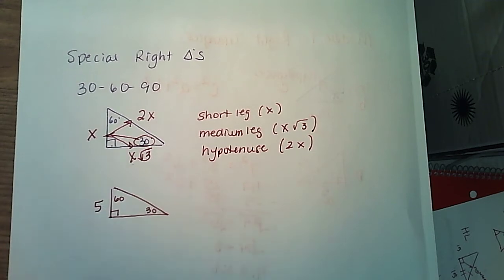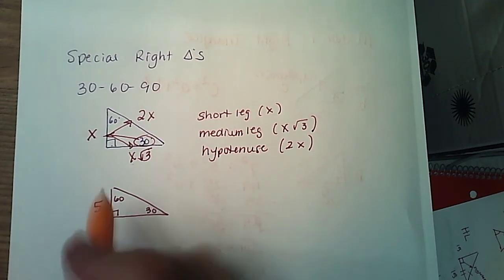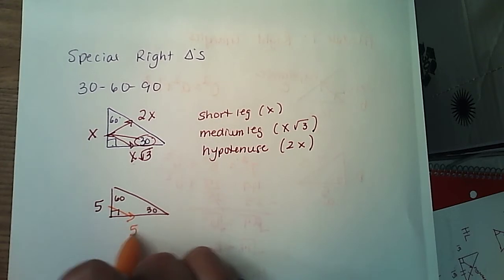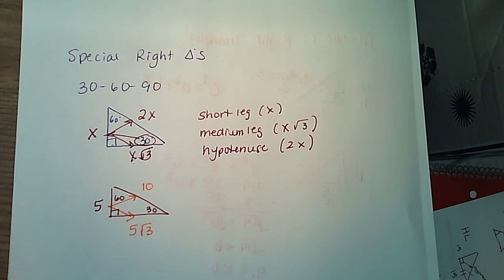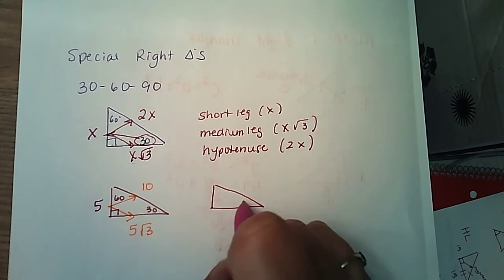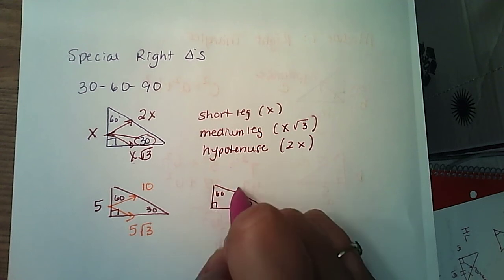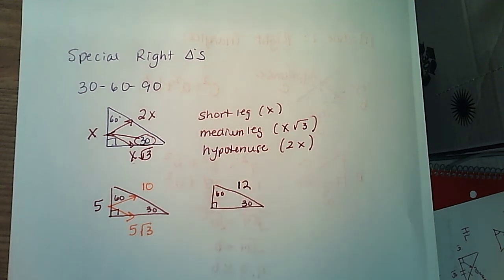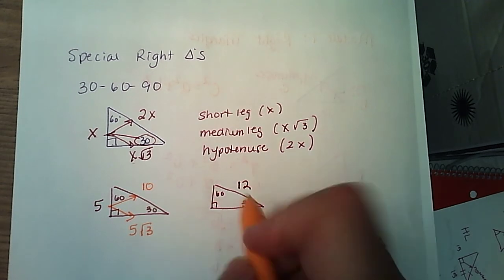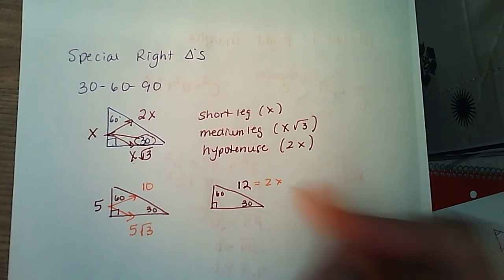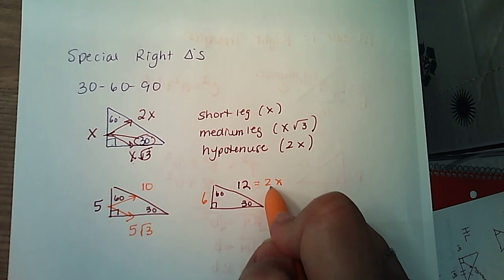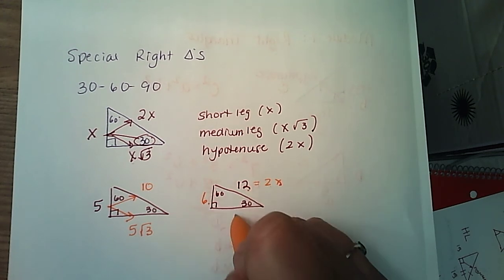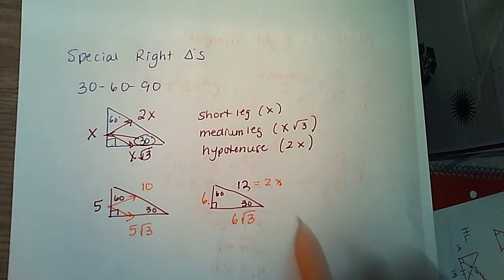So if this is 5, then I can quickly say, alrighty, this side over here is whatever the short leg was, 5, times the square root of 3. The hypotenuse is 2 times 5, so it's 10. Just a pattern. All right, so if the hypotenuse is 12, we know it equals 2 times whatever that is. So what's the whatever? It's going to be 6, right? Because 2 times 6 gave me 12, so the short leg is 6, and the medium leg is whatever that short side is, times the square root of 3.